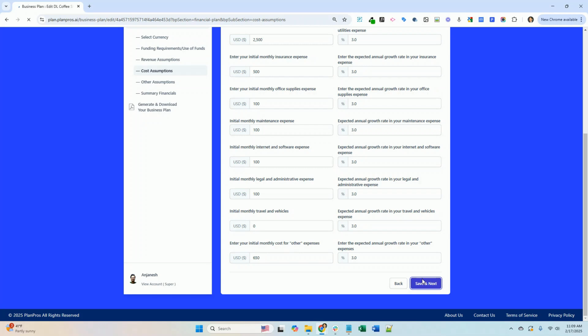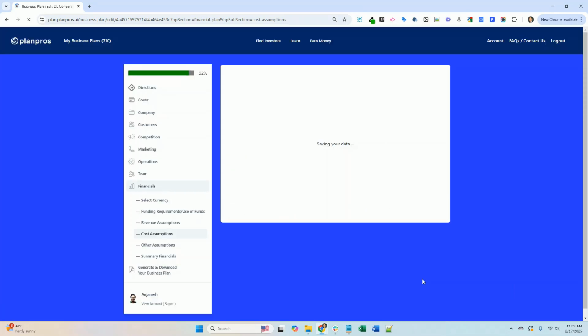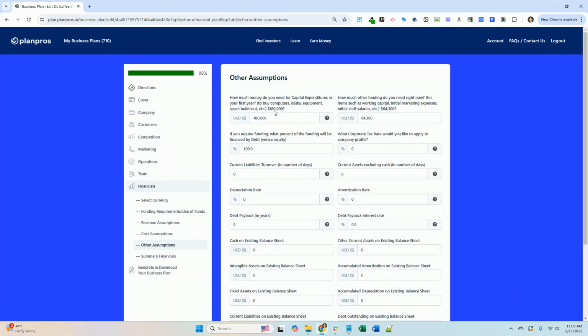And finally, we're going to enter what we call other assumptions. Are there any other assumptions that we haven't mentioned yet? Here, first off, how much money do you need? Now, this was copied over from the funding requirements use of funds. It says we needed $180,000 in capital expenditures, and we needed $64,300 in non-capital expenditures like working capital, et cetera.